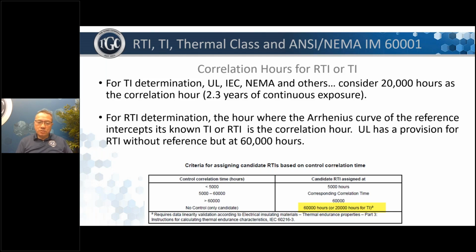UL also has a provision. UL will give you an RTI if you choose not to have a reference, but UL will be more conservative. UL will require 60,000 hours. That's almost like 7 years. And obviously, if you want an RTI, it would be preferable to do the RTI with a reference, because 60,000 hours would be very, very hard to get a good RTI number.